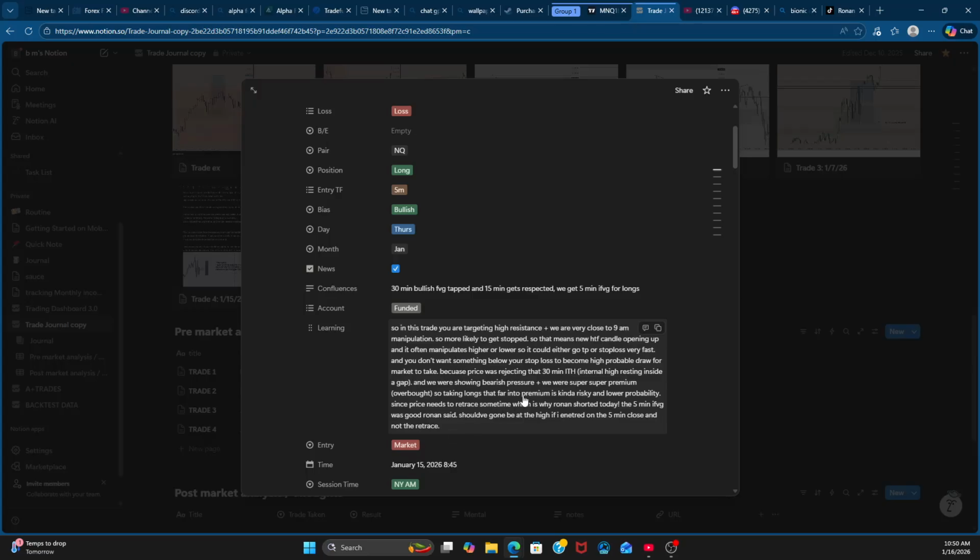And we are showing bearish pressure. Plus, we are super, super premium overbought. So taking longs that far into premium is kind of risky and lower probability, since price needs to retrace sometime, which is why Ronan showed it today. The 5-minute IFEG was good.